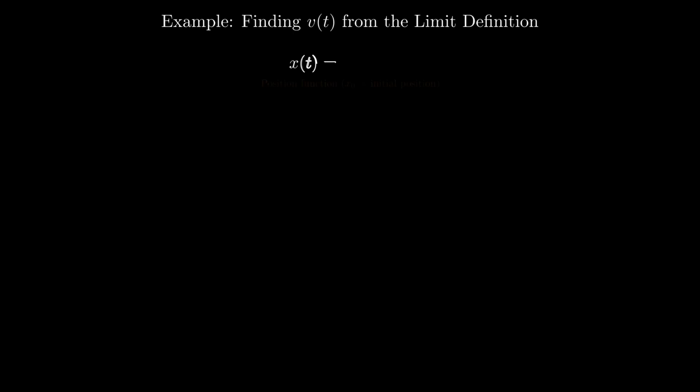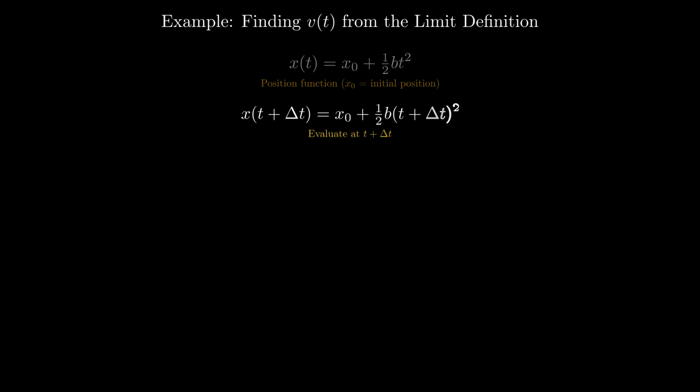Consider an object with position x of t equals x naught plus 1/2 b t squared, where x naught is the initial position at time 0. We derive the instantaneous velocity directly from the limit definition of the derivative. First, evaluate x at time t plus delta t. Substitute into the position function, x of t plus delta t equals x naught plus 1/2 b times the quantity t plus delta t squared.